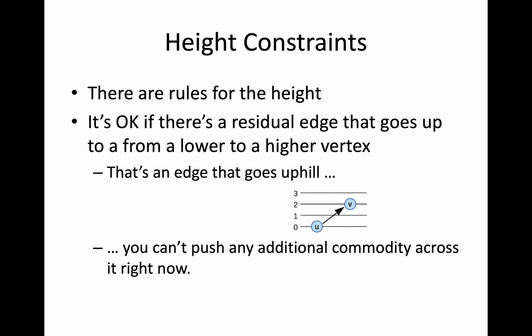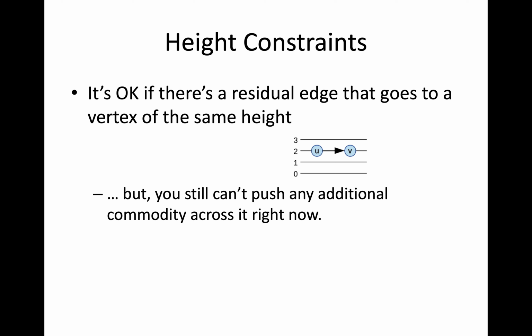I mentioned the height is an additional constraint for when you can do the push operation. And I've got some pictures here that try to show what the rules are for the height. You can think of the height as matching how you might think of water flowing from one vertex to another. If a residual edge goes from a lower vertex up to a higher one, there's nothing wrong with that. It's just you can't do a push on that edge. You can only push gently downhill. So it's fine to have edges that go from a lower vertex to a higher one. You just can't push across those.